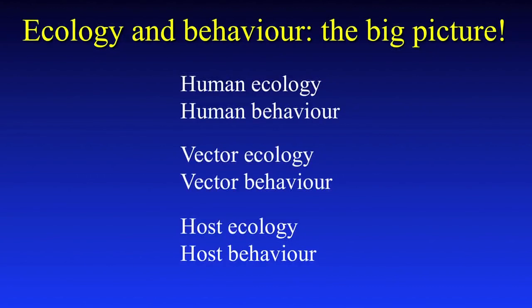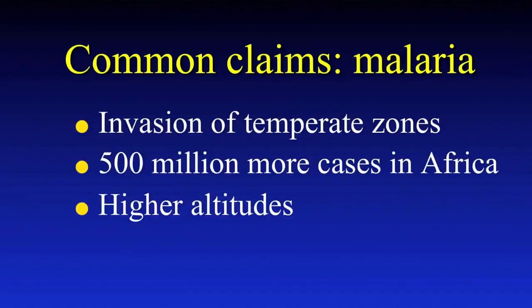So in other words, the ecology and the behavior of humans, the ecology and the behavior of the vectors, and the ecology and behavior of the host. I've given that twice. Basically, these are the factors that affect the movement of these viruses. Nothing to do with an overheated Indian Ocean island. I'm going to deal with 3 of the very common claims on malaria. The invasion of temperate zones. Malaria is coming to the climates as they warm up. 500 million more cases of malaria in Africa, and malaria at high altitudes.